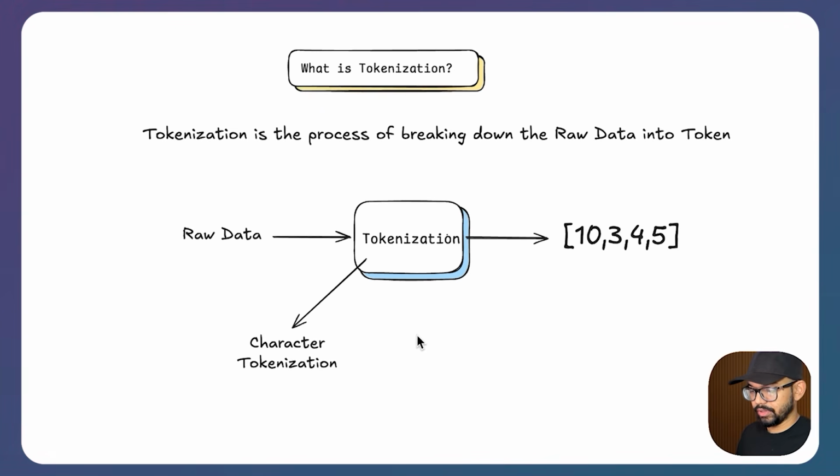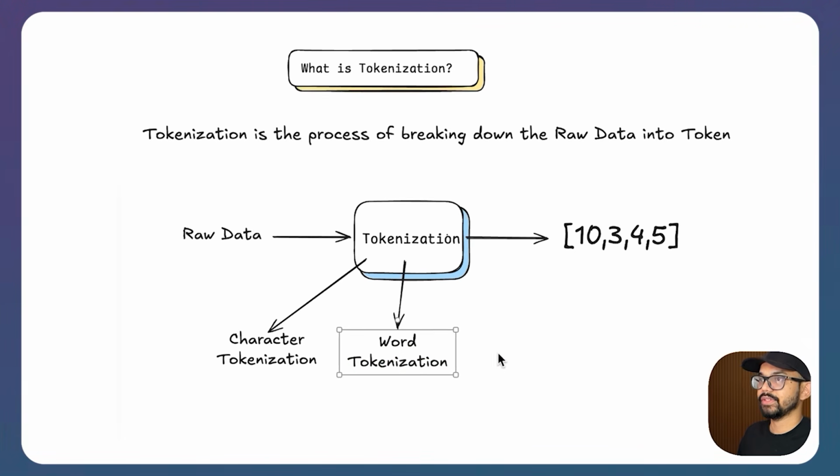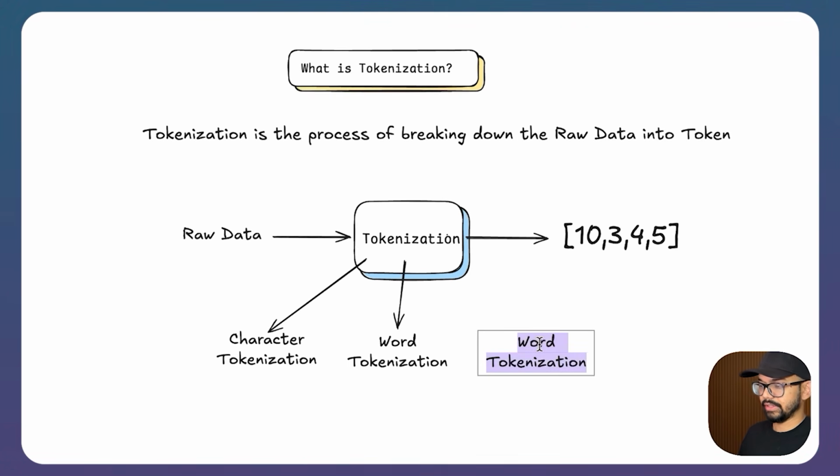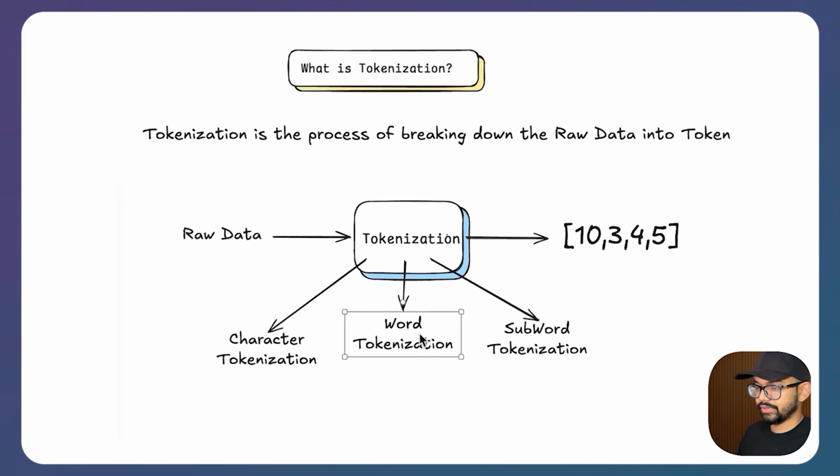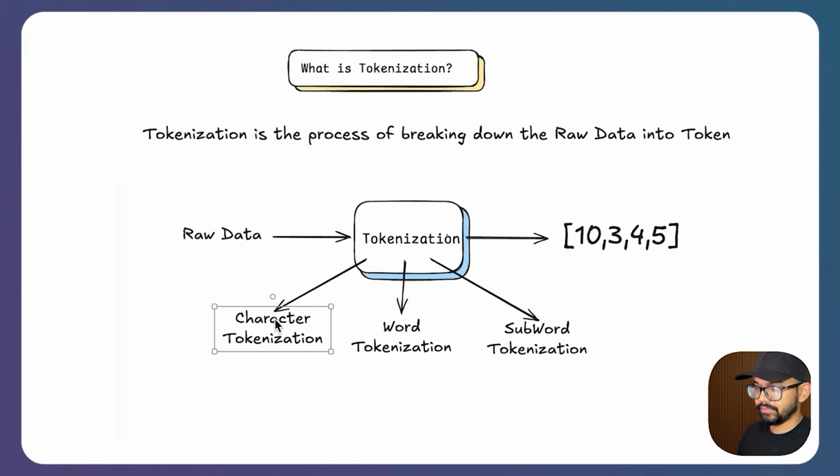Okay, so the first type is character tokenization. Then you could also tokenize based on words. That's known as word tokenization. And then there is a third type that's known as subword tokenization. So these are the three types of tokenization that you will come across.